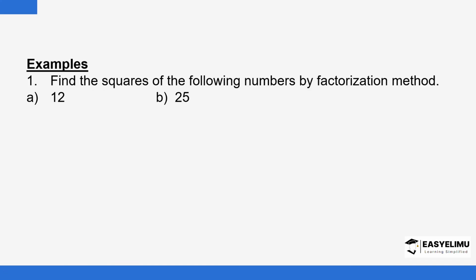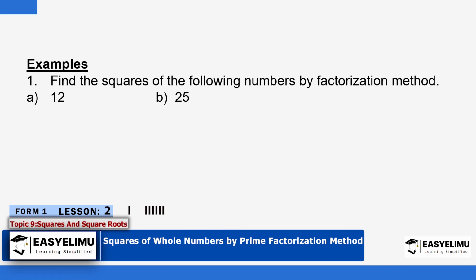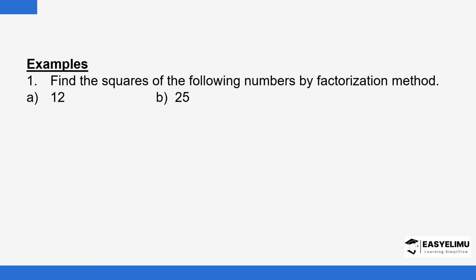So we want to see how you can use factorization method to find the squares of numbers. And for this lesson, we'll just be narrowing down to whole numbers only. Factorization is something that you have done before. You can check our previous videos on how you write a number as a product of its prime factors in power form. That is basically what you need to apply.